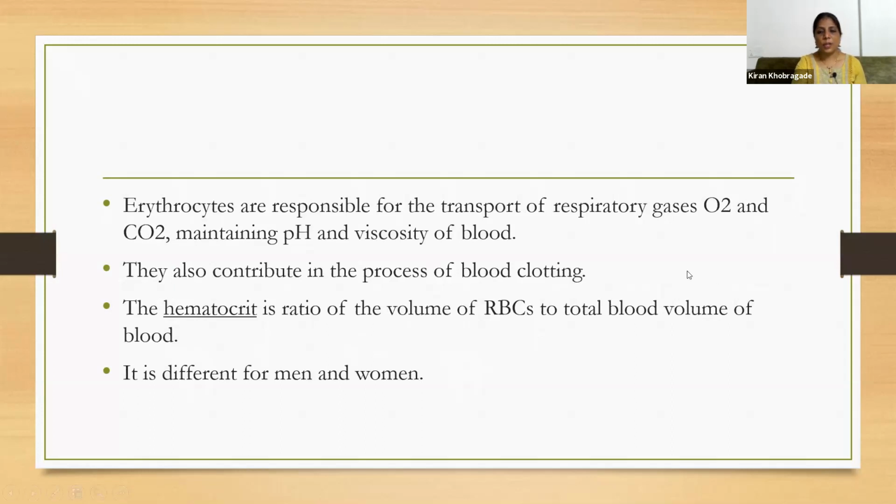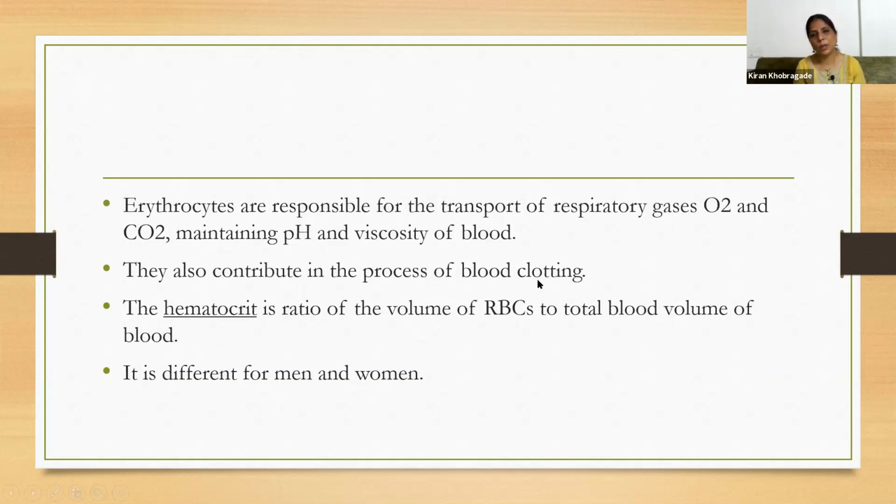Erythrocytes are responsible for transport of respiratory gases, that is oxygen and carbon dioxide, thus maintaining pH and viscosity of blood. We had studied in the respiration part, that is blood. One of the major functions of blood is what? Transport of oxygen and carbon dioxide. And because of this transport of oxygen and carbon dioxide, what happens? The pH of the blood is maintained, as well as viscosity, that is thickness of the blood, is also maintained. They also contribute in the process of blood clotting. What do RBC cells do? It helps in the process of blood clotting.